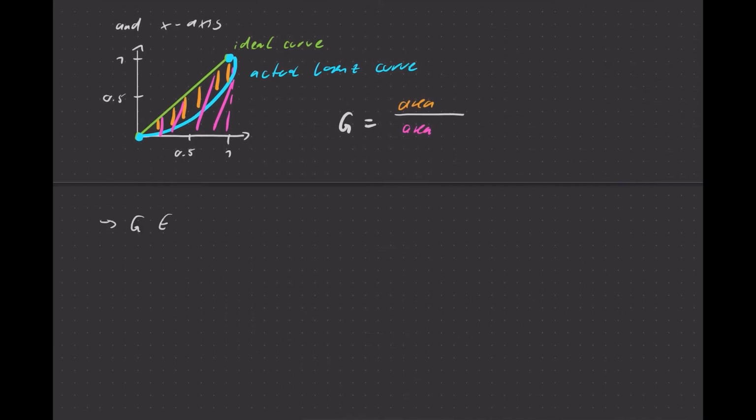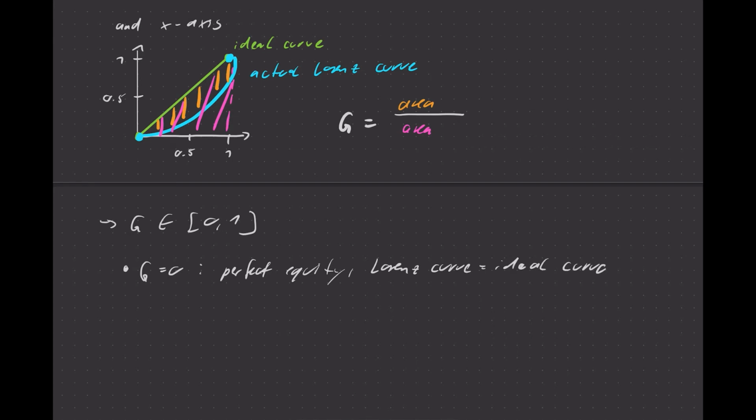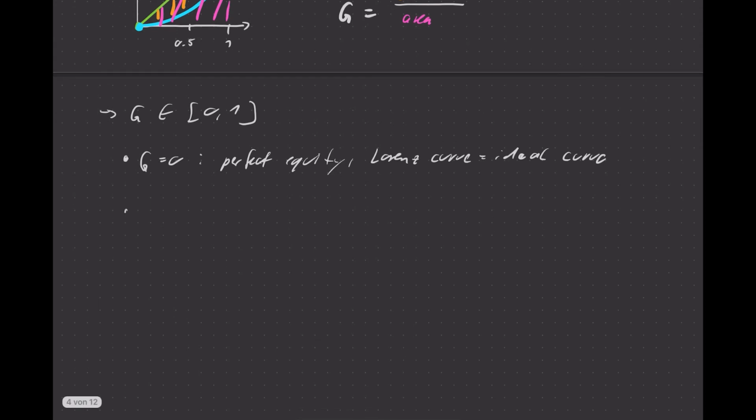Okay, so the Gini index is between 0 and 1. The situation G equals 0 corresponds to perfect equity. So that means the Lorenz curve here is the ideal curve. The situation G equals 1 is maximum inequity.